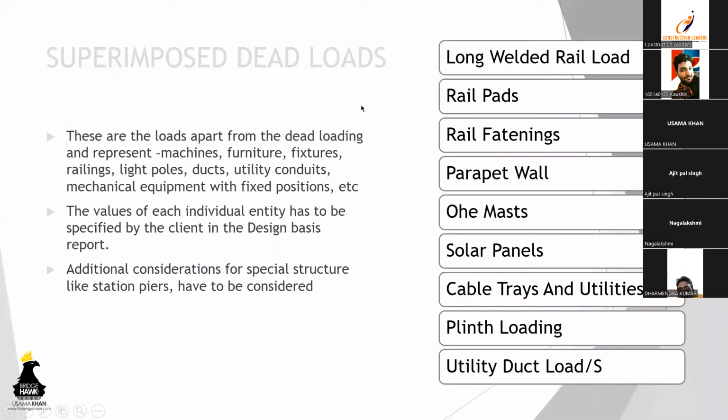Superimposed dead loads. As I said, the DBR, the design basis, has to specify what is the superimposed dead load which is incident upon the span. That includes long welded rail, pads, fasteners, parapet wall, OHE masses, like in one of the models that you saw, which had street lights. Solar panels, if we have a provision for solar panels, cable trays, plinth loading, and others. So this has to be specified by the DBR.